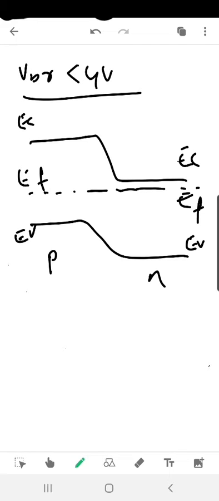This is the case of the unbiased condition. But when the junction is reverse biased, our band diagram changes something like this. Our band diagram becomes like this.